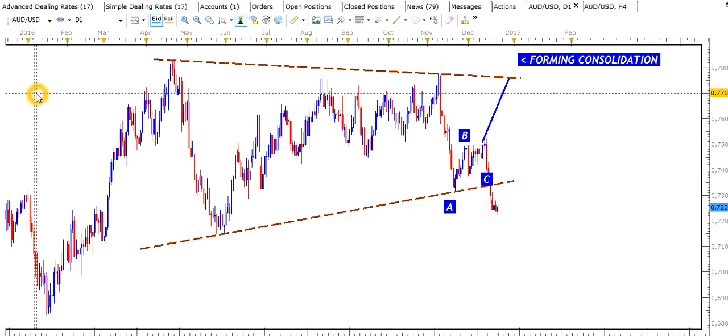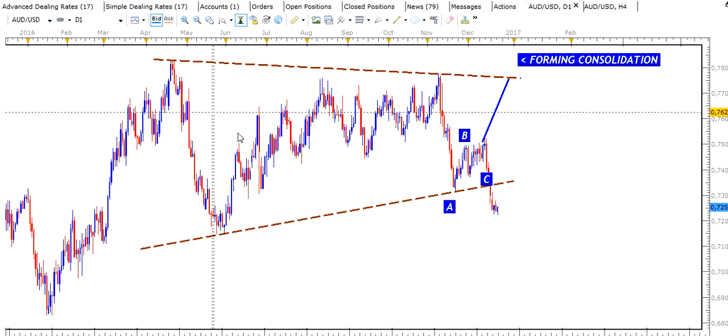Taking a look back at the Aussie US dollar daily chart once again. Now, as I said in the last video analysis of this currency pair, based on the nature of the bearish and bullish waves that have been formed on this time frame over the last several months, it looks as if this consolidation setup is going to be formed on this time frame.